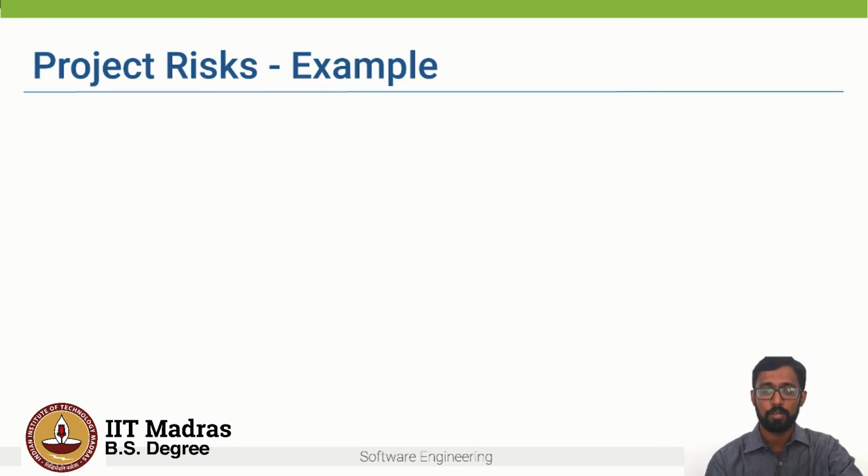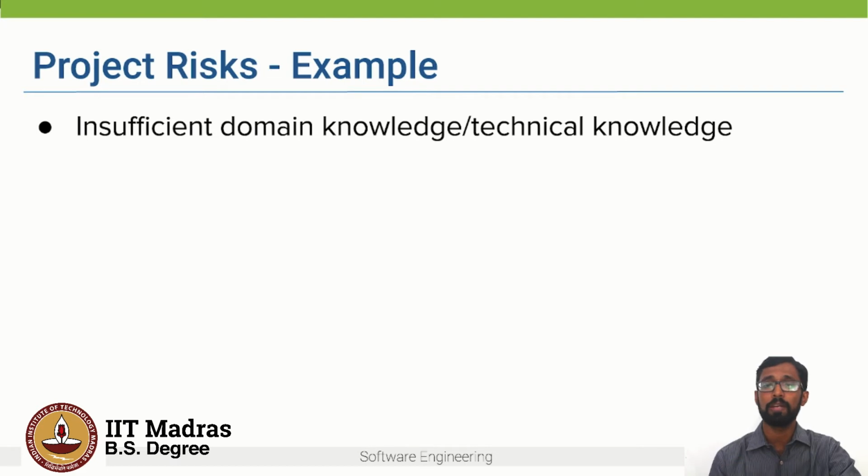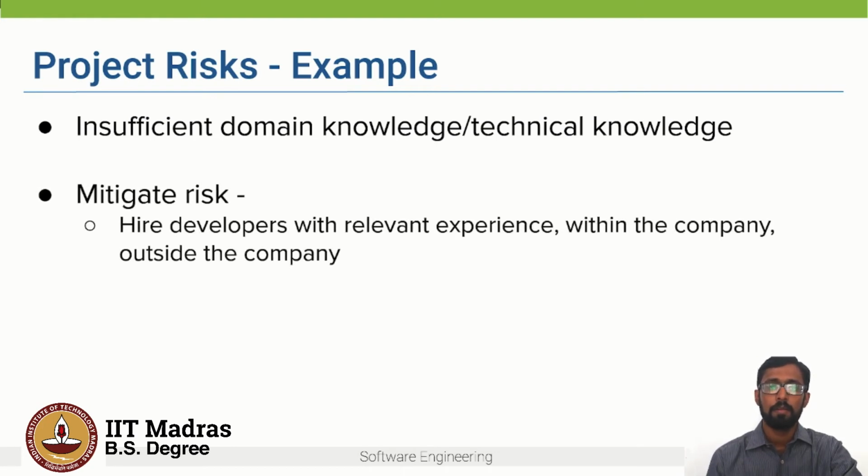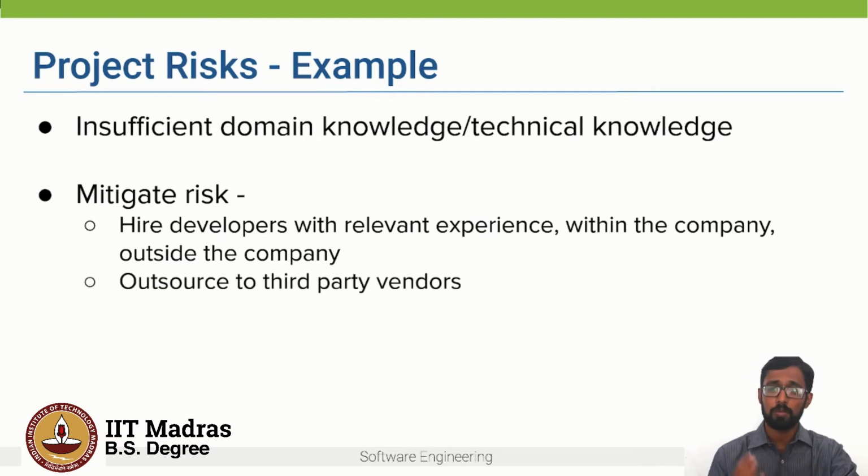Another example of a project risk is insufficient domain knowledge or technical knowledge by members in the team. So, for example, in the Amazon seller portal, maybe members of the team would not have worked on an e-commerce application before. So, how do we mitigate this risk? Mainly by hiring, right? Hiring the right kind of people with relevant experience, maybe within the company who are working in different projects or outside the company. And we can also outsource important modules to experienced third-party vendors as well.